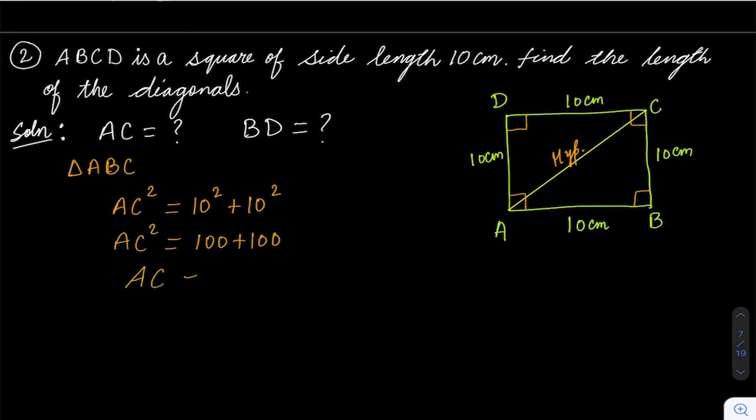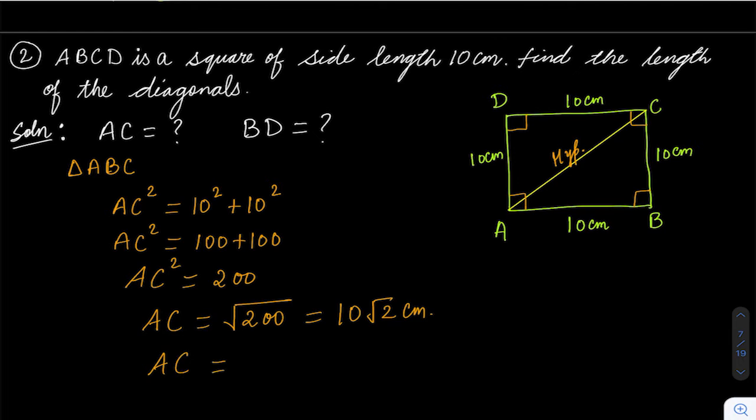So AC will come out to be nothing but 200. So AC is square root of 200. That is 10 square root of 2 centimeter. And you can always substitute the value of root 2 also, that is 1.414. So this will be nothing but 14.14 centimeter approximately. So this is the value of AC.